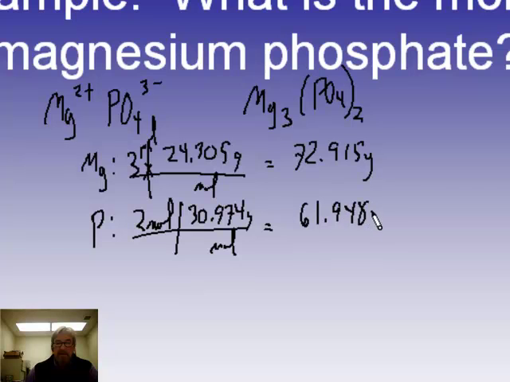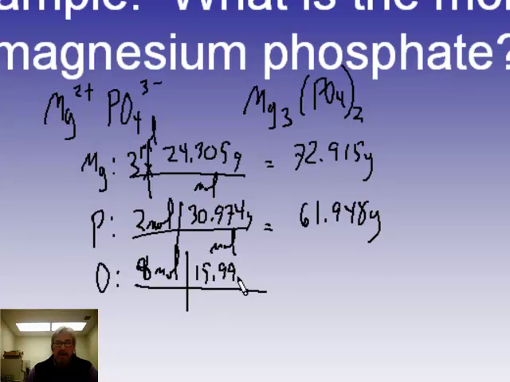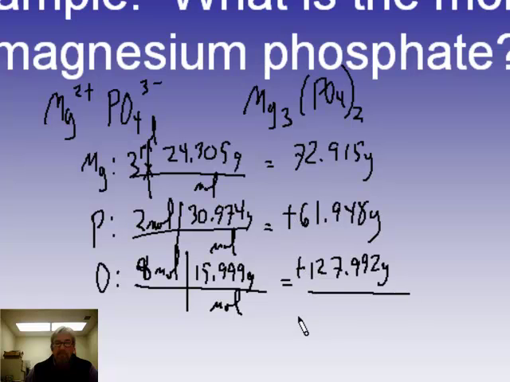For oxygen, there are going to be 4 moles for every PO4, but there are 2 PO4s, so that's a total of 8 moles of oxygen in a mole of magnesium phosphate. Oxygen is 15.999 grams per mole off the periodic table, and this comes out to 127.992 grams. So to find the mass of 1 mole of the whole compound, I add the mass of the magnesium, the phosphorus, and the oxygen, and I get 262.855 grams per mole of magnesium phosphate.